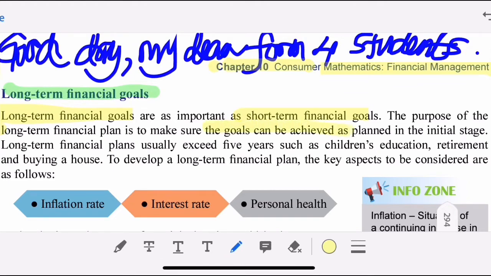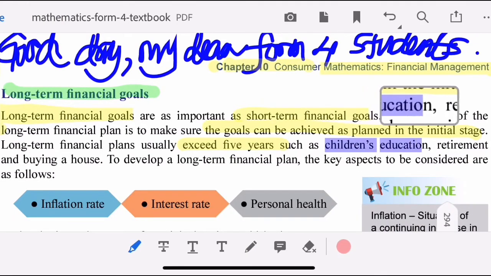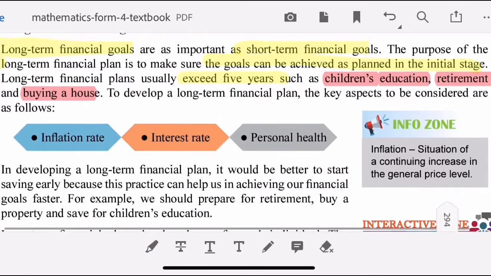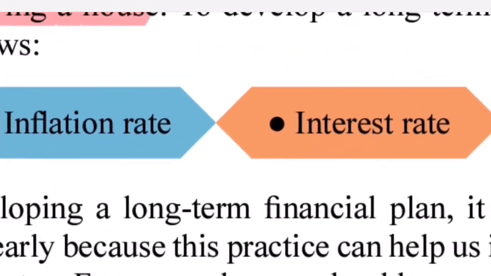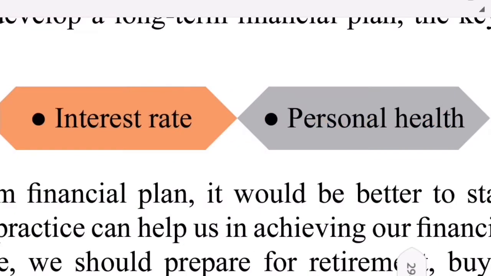So, let's study the diagram. The first one is inflation rate, followed by interest rate and personal health. There are three, so we need to consider the three important aspects. One is inflation rate, second is interest rate, and third is personal health. So let's go through one by one. What is inflation rate? What is interest rate? And what is personal health?